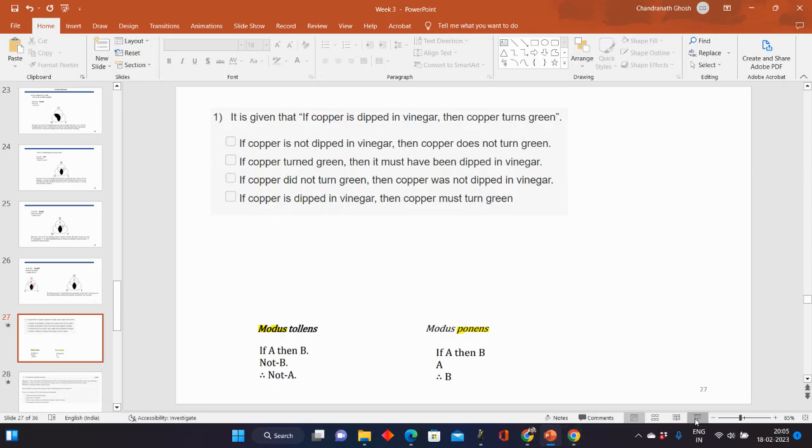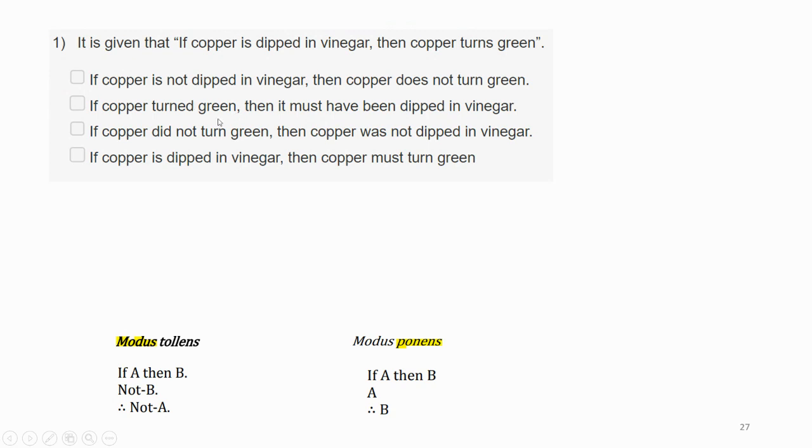So in this way, this first option will be excluded. So if it is not dipped in vinegar, then it doesn't turn green. Second one, if copper turned green, then it must have been dipped in vinegar.